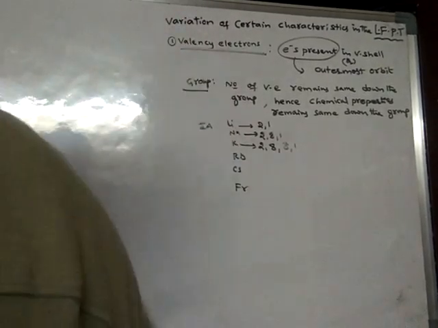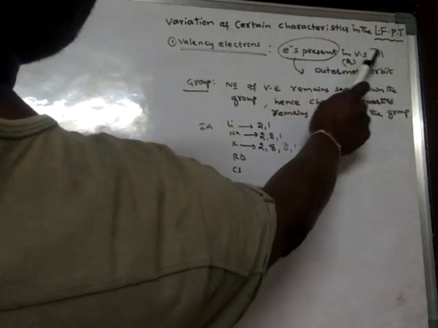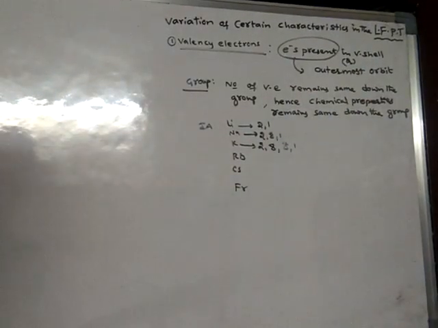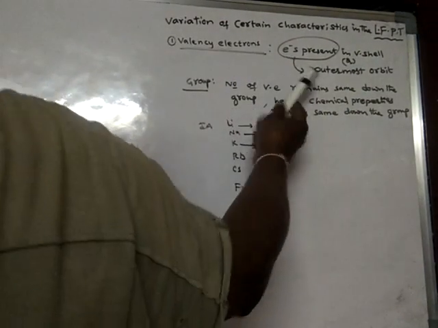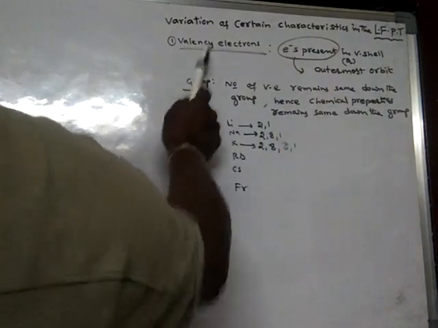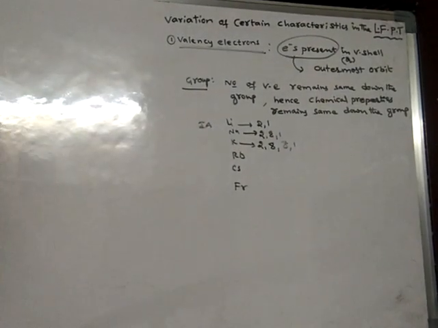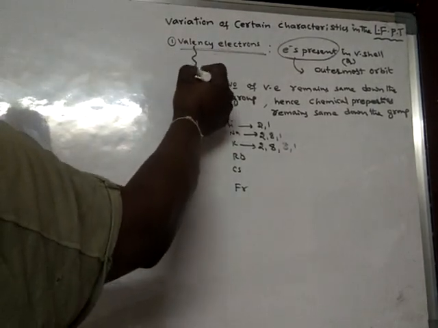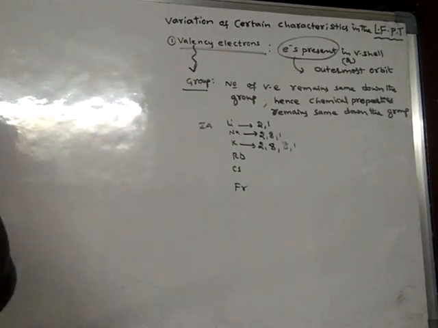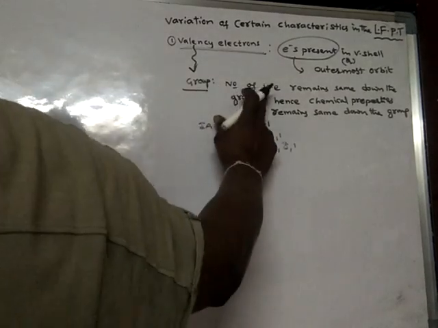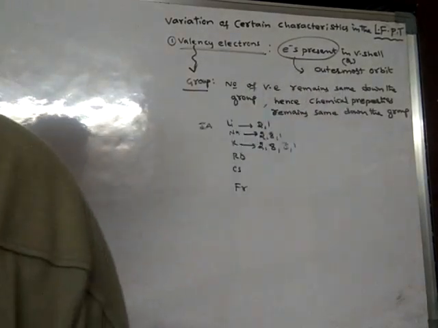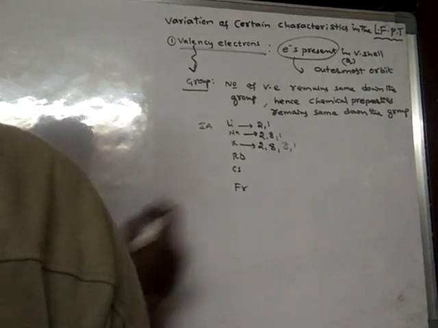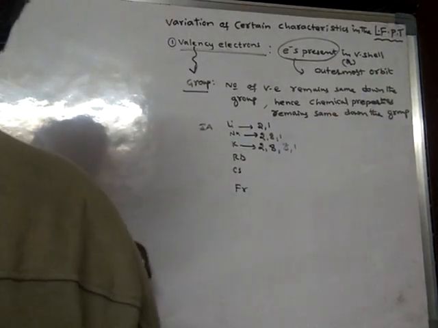What are valence electrons? Electrons present in the valence shell are said to be valence electrons. Or else, electrons present in the outermost orbit are called valence electrons. See how the valence electrons vary in the group. The number of valence electrons remains the same down the group. Hence chemical properties remain the same down the group.